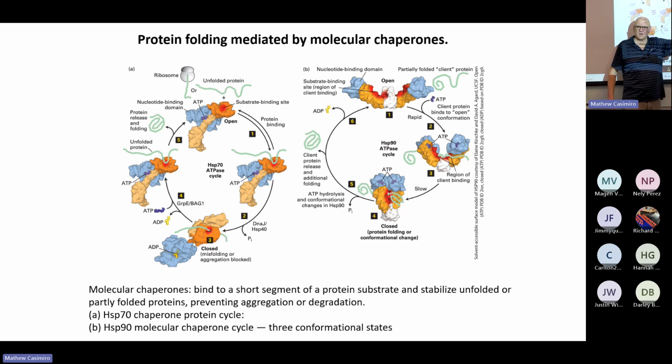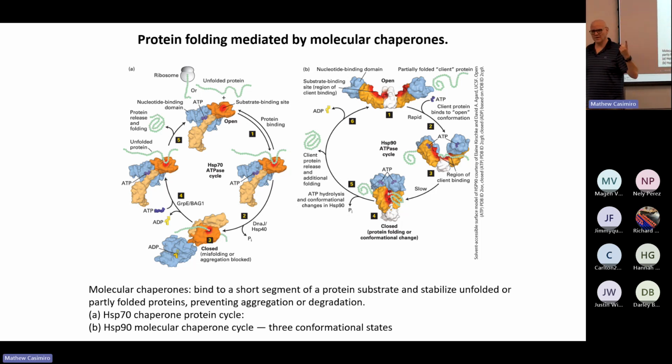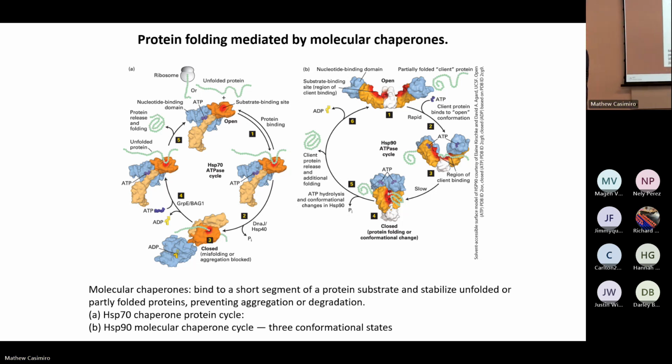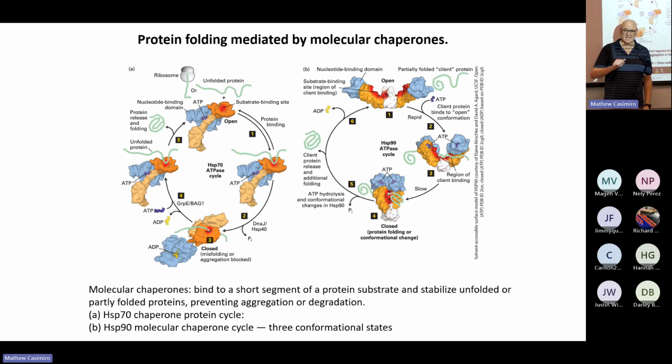HSP90 works in a similar way. However, it's composed of two subunits, not one, like HSP70 is. Those two subunits form sort of like a clamshell in which binding of ATP maintains the open conformation. Then when the unfolded protein binds to the holding pocket here, ATP is hydrolyzed to ADP, changing it from the open conformation to the closed conformation when it is stabilized.